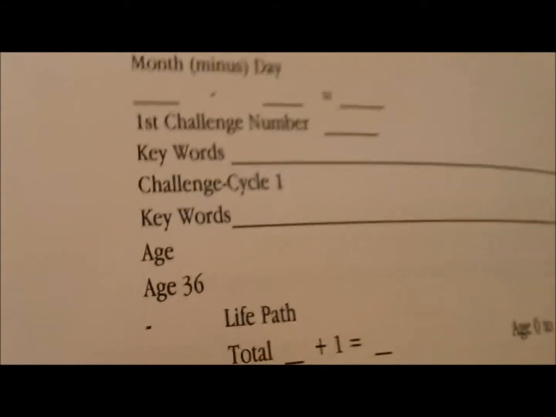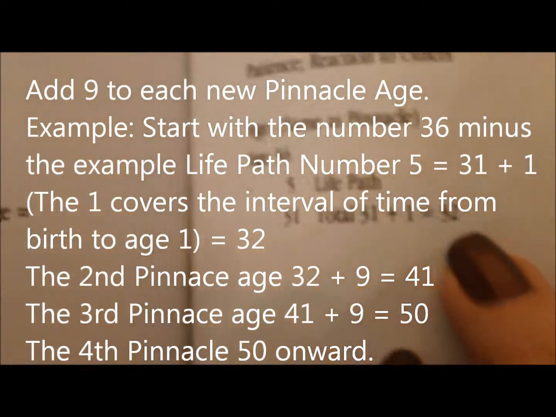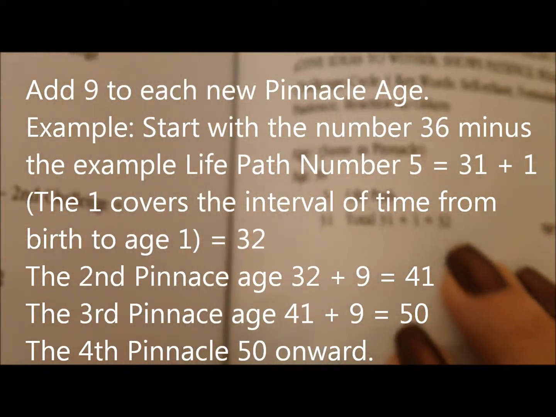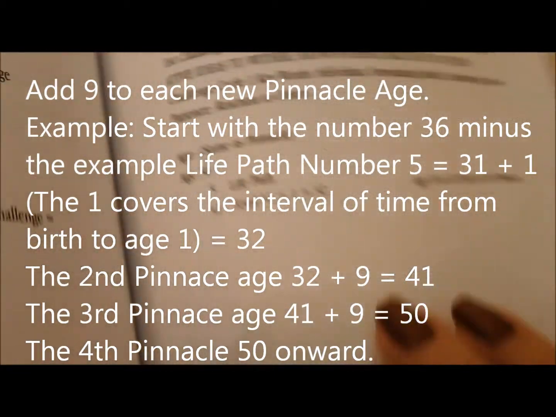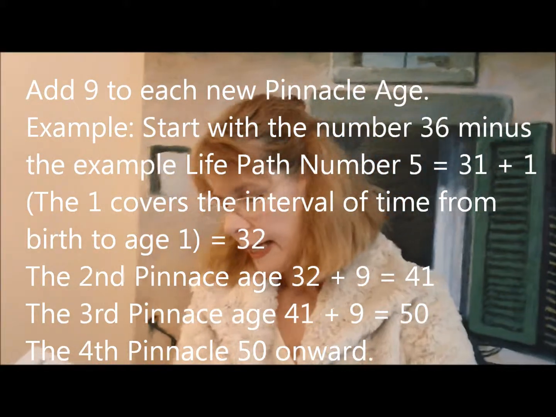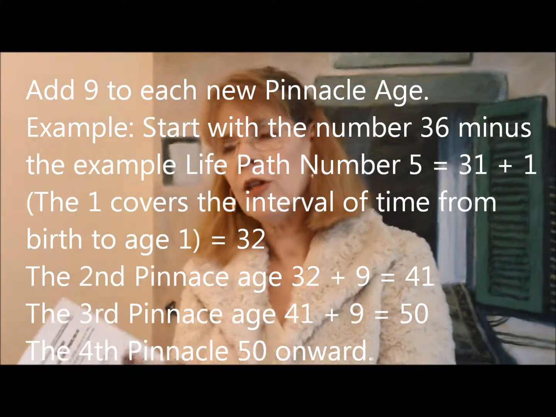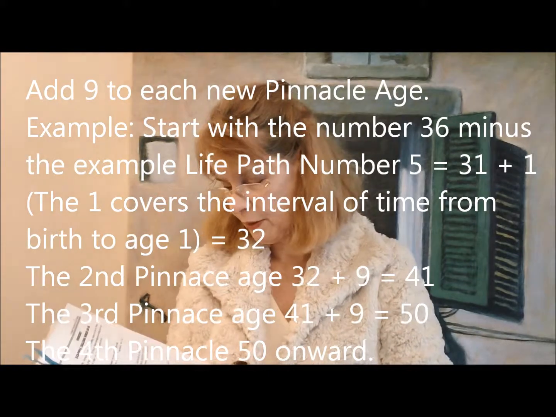And now we go to the next one, and you add number 9. So it would be 9 and 32 would be my next pinnacle age, and that would be 41. And you do this with 9 again, and it goes so forth and so on. And your pinnacle age and your challenge age are at the same time. So those aren't different. They're at the same time.